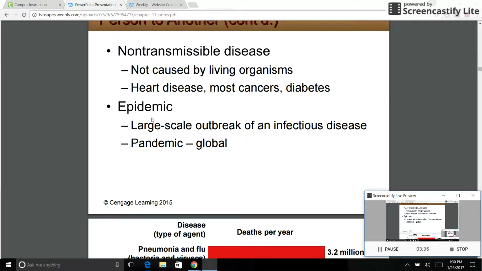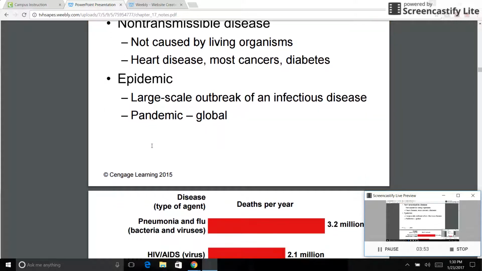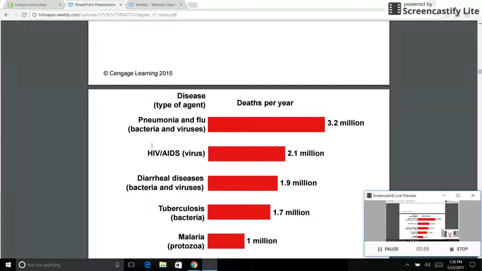Pandemic is when it goes global. So anytime there's an emerging infectious disease in particular, like we saw the video on Ebola, the whole goal is to avoid these types of things, epidemics and pandemics. So they try to get ahead of it and cut it off before it can spread too far.